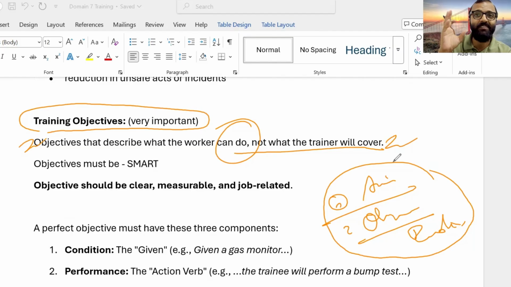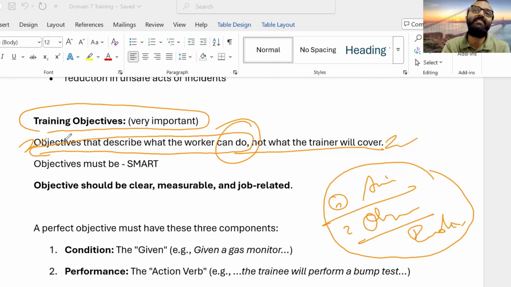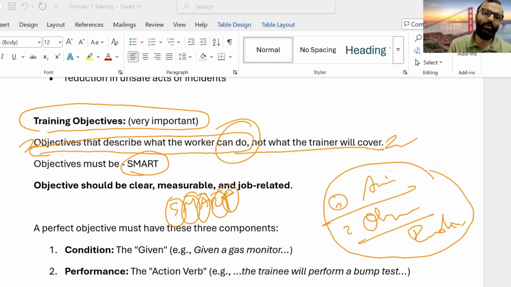But actually, what is the training objective? Training objective is what? Objective that describes what the worker can do. Worker क्या करेंगे? That is the training objective, not what the trainer will teach. ये ट्रेनिंग के बाद वर्कर में क्या चेंजेस आएंगे, that is the training objective. Objective must be SMART. SMART is an acronym, you know that. It should be specific, measurable, achievable, then it should be time bound and it should be realistic. Okay, that is SMART.